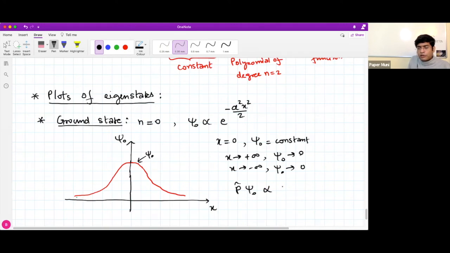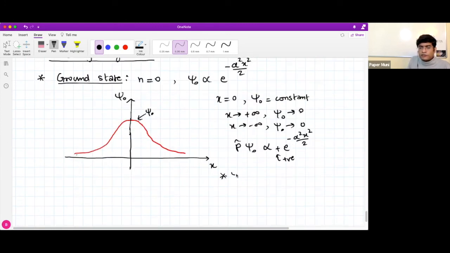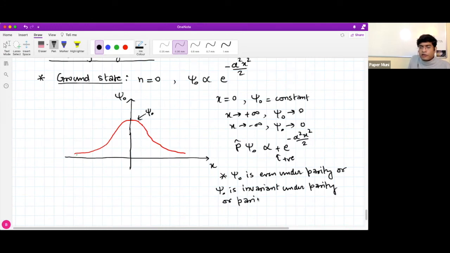Now if we apply the parity operator, let's write it in terms of proportionality. What will we have in this ground state? If we apply the parity operator on psi naught, what will happen? It will remain unchanged. So this is a positive sign here. So this is even under parity. We can say that psi naught is even under parity, or we can say psi naught is invariant under parity transformation. Sometimes it's written like this. Parity transformation.